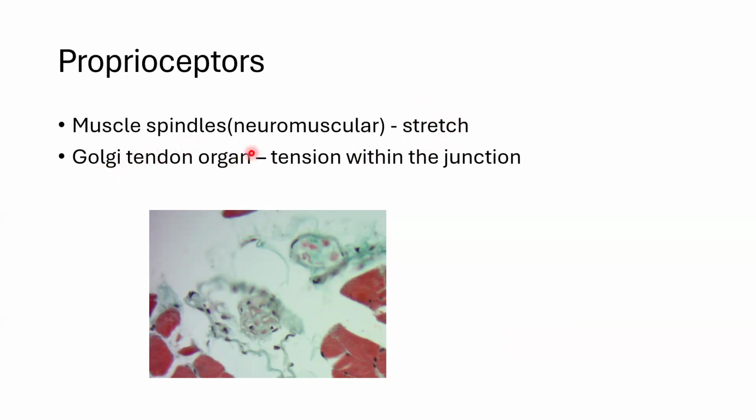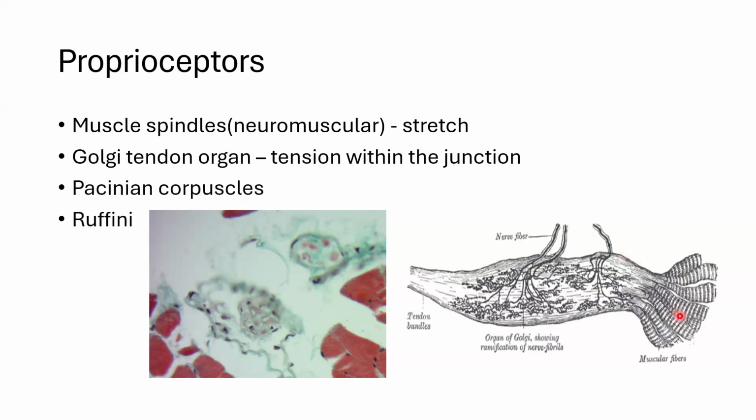Then you have the Golgi tendon organ, and this Golgi tendon organ perceives tension within the myotendinous junction. So remember, this is a muscle, this is a tendon, and then this junction is a myotendinous junction, and that is where you have the Golgi tendon organ, or the organ of Golgi, showing ramification of nerve fibrils. So those are actually the Golgi tendon organ. It detects the tension within the muscle or within the junction at this point.